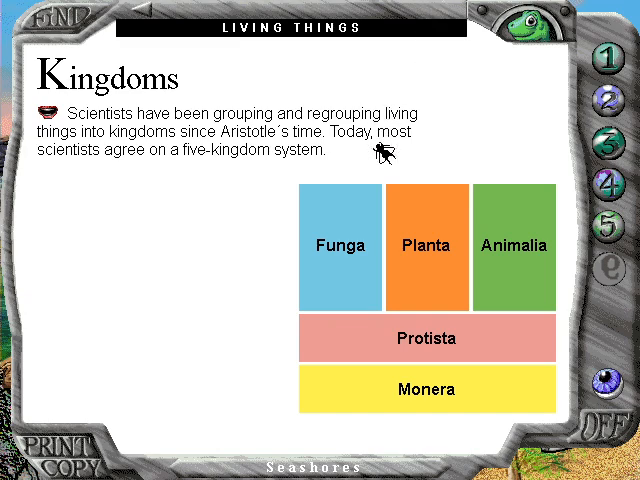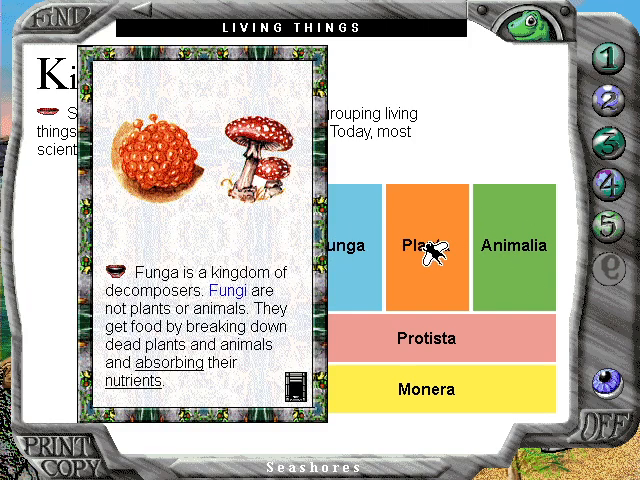Kingdoms. Scientists have been grouping and regrouping living things into kingdoms since Aristotle's time. Today, most scientists agree on a 5-kingdom system. Fungi is a kingdom of decomposers. Fungi are not plants or animals. They get food by breaking down dead plants and animals and absorbing their nutrients.